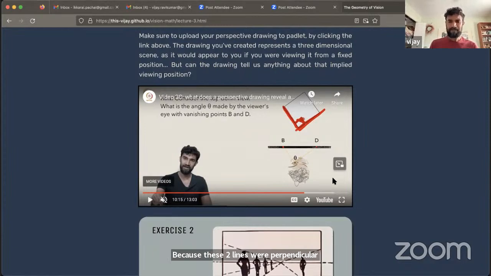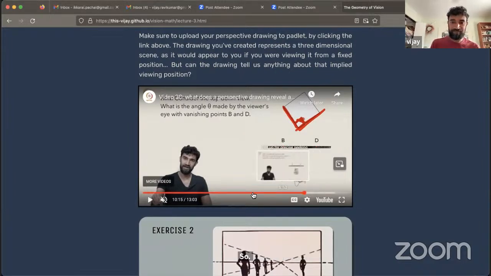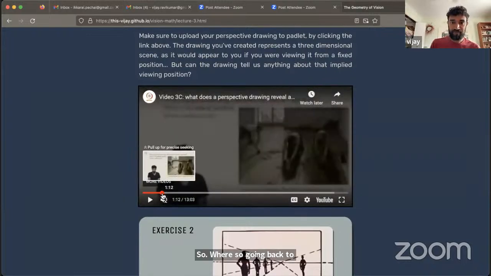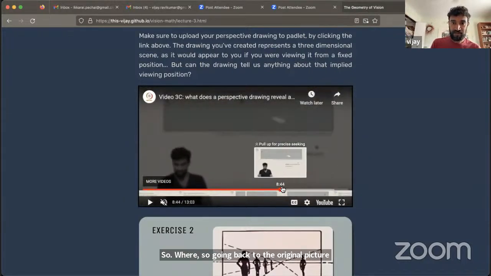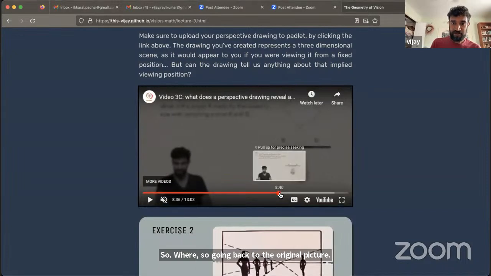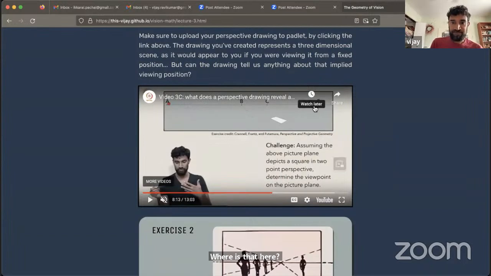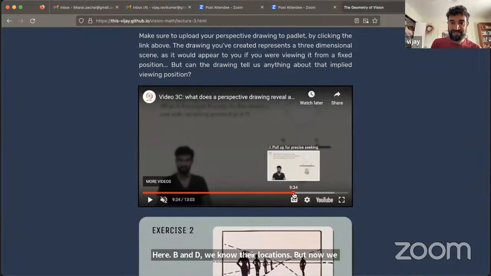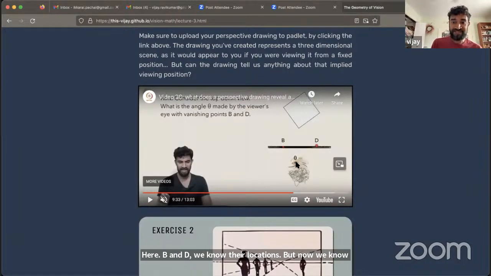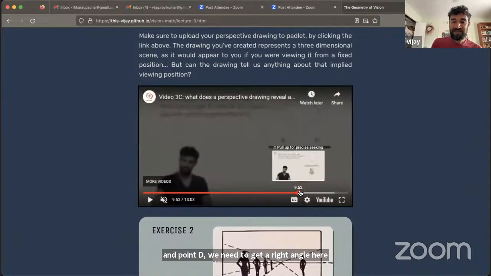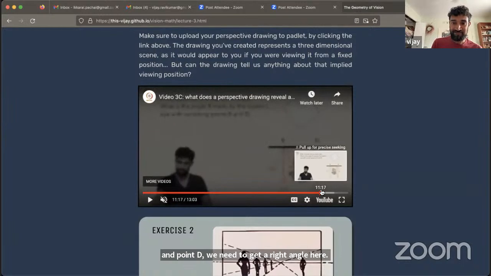Going back to the original picture, here, B and D, we know their locations, but now we know that wherever the viewer's eye is, it has to meet point B and point D. If you draw the lines connecting it to point B and point D, we need to get a right angle here. So now we can figure out where the viewer is sitting by that fact.